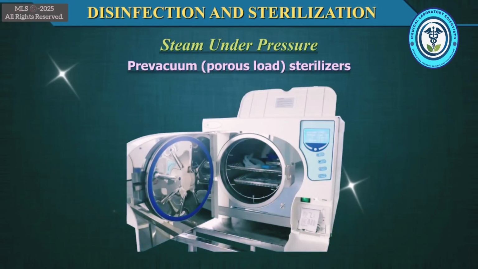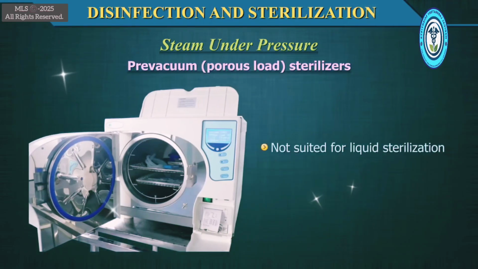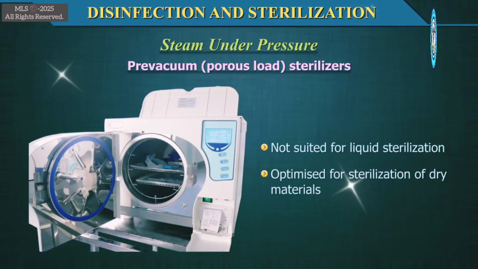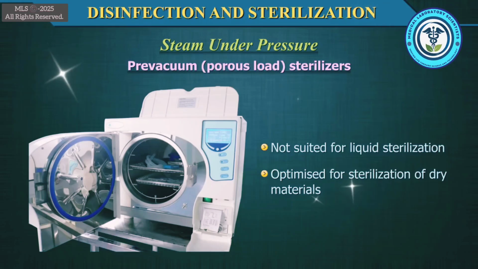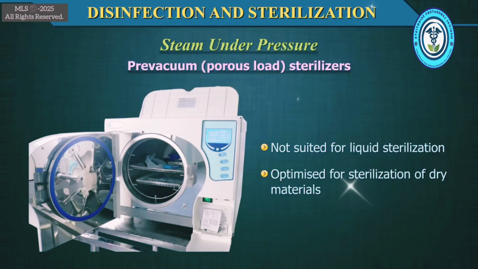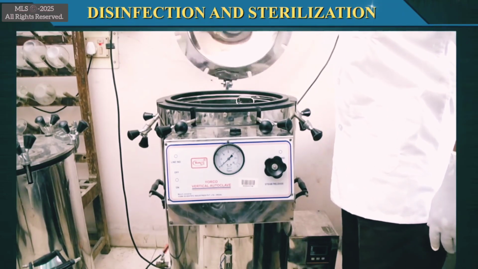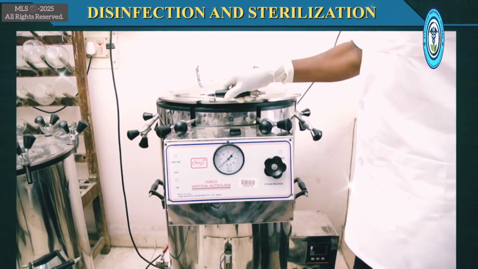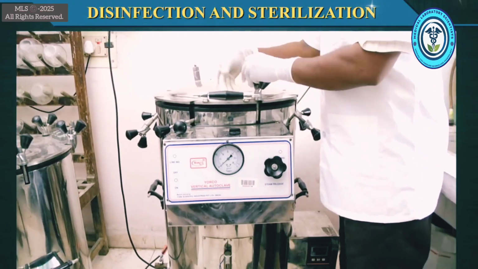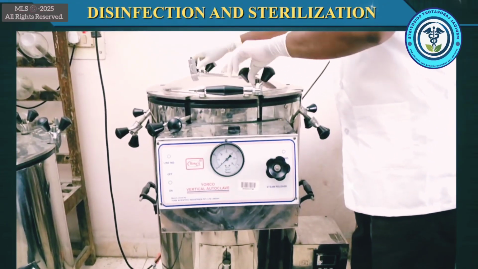Pre-vacuum or porous load sterilizers. These are not suited for liquid sterilization but are optimized for sterilization of clean instruments, gowns, drapes, toweling, and other dry materials required for surgery. All autoclaves are pressure vessels. They must conform with the relevant regulations and are therefore subject to regular inspection for safety purposes.